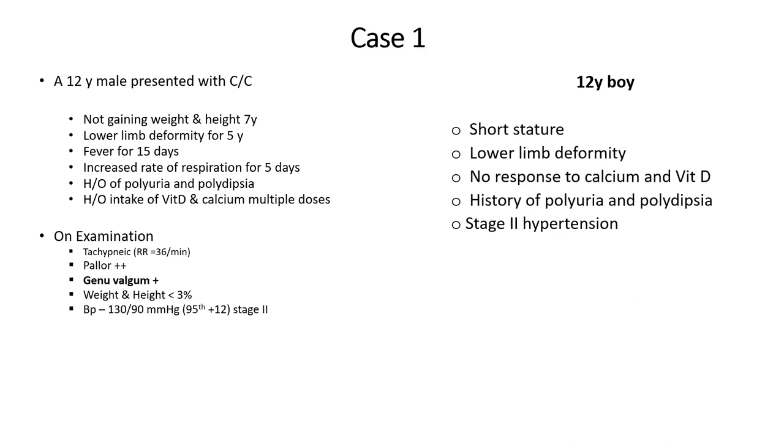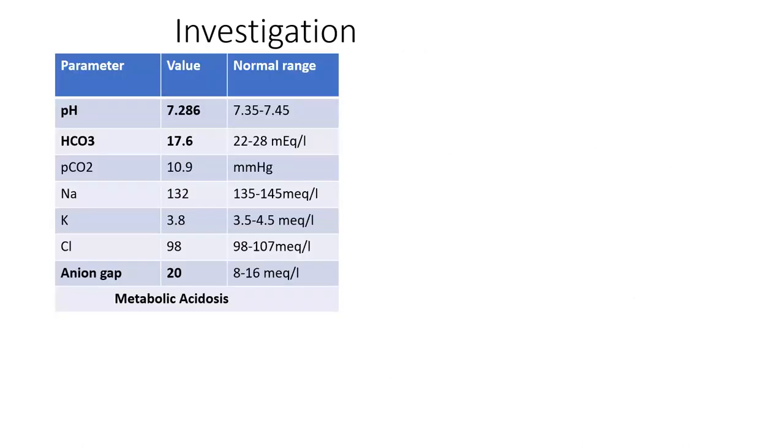So, a 12-year-old boy presented with short stature and lower limb deformity, not responding to calcium and vitamin D treatment, and there is also a history of polyuria and polydipsia with stage 2 hypertension. We kept the possibility of RTA, vitamin D refractory rickets, and CKD. So, with this possibility, we kept the investigations.